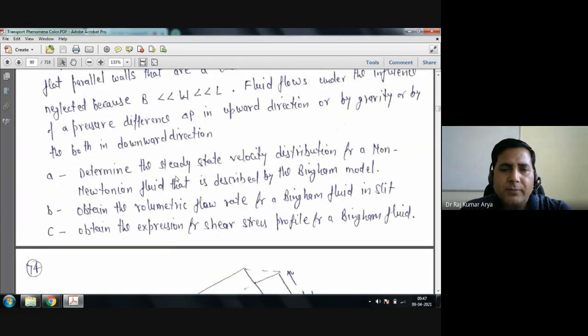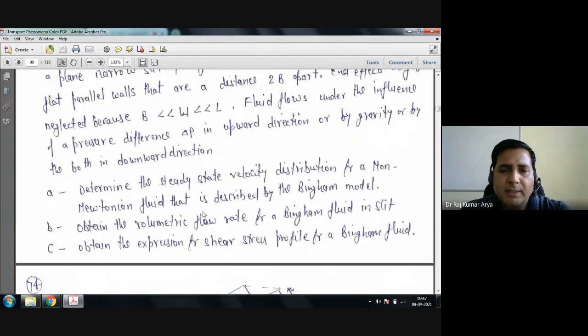Now, what do we need to find? We have to determine the steady state velocity distribution for a non-Newtonian fluid that is described by the Bingham model. Obtain the volumetric flow rate for a Bingham fluid in a slit. Obtain the expression for the shear stress profile for a Bingham fluid.